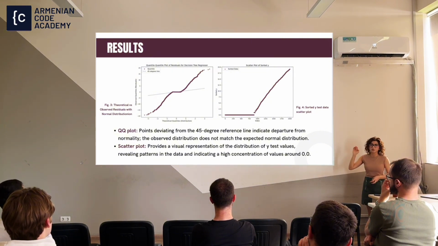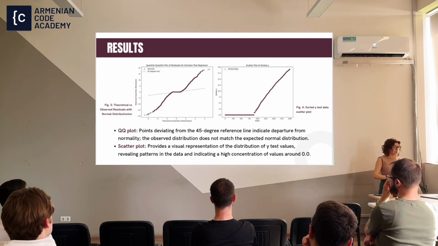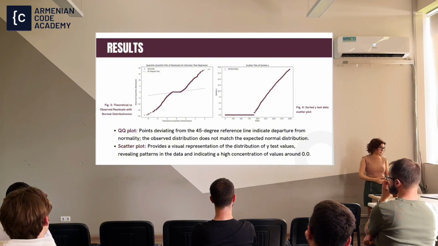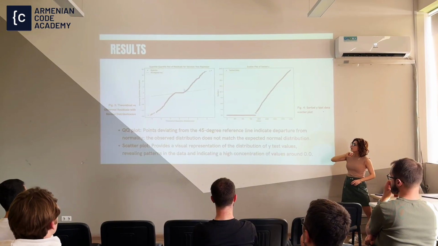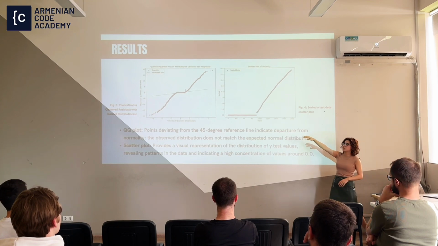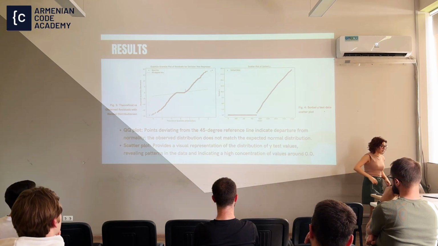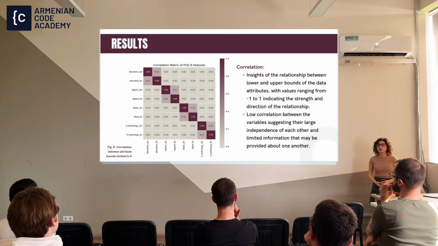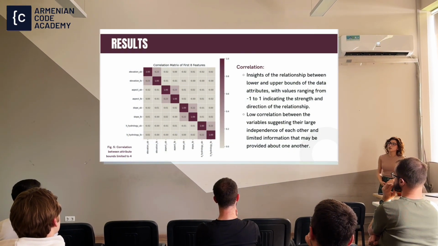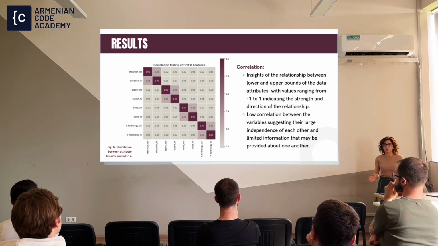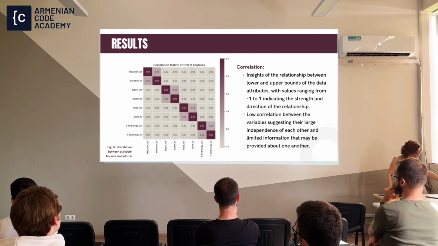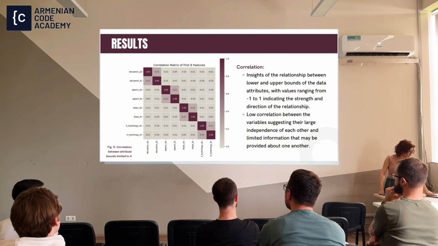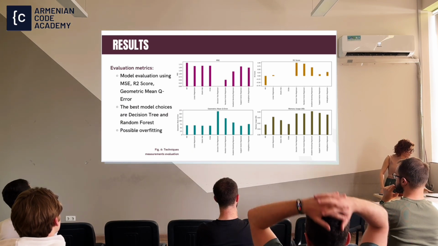In this case, we have a 45-degree reference line, and it also indicates the departure from normal distribution. In this right figure, we have values which are mainly concentrated on 0, which is revealing a pattern, and we ran a correlation matrix which indicates that all of these variables are almost independent. There are small values like 0.23, which indicates that they are independent from each other.